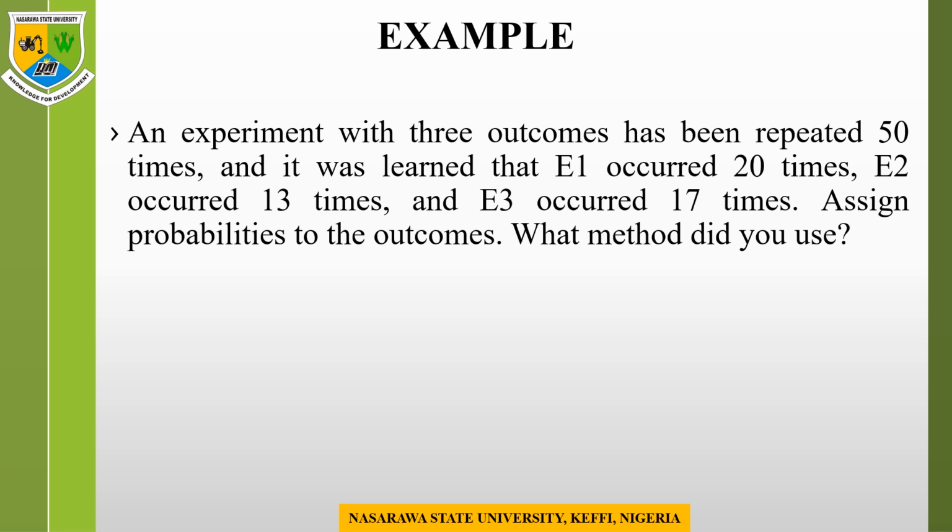So this means the relative frequency of E1 is 20/50, the relative frequency of E2 is 13/50, and the relative frequency of E3 is 17/50. If you do that, it will give you the relative frequency for each of them, E1, E2, and E3.